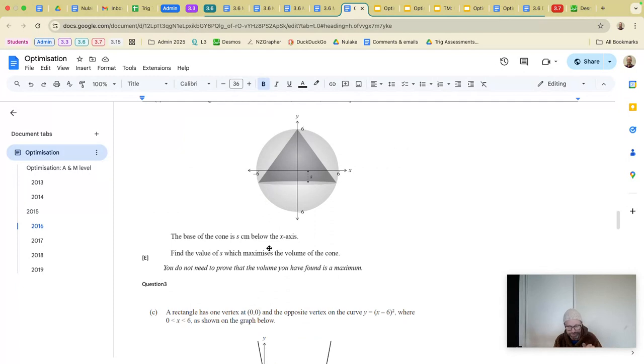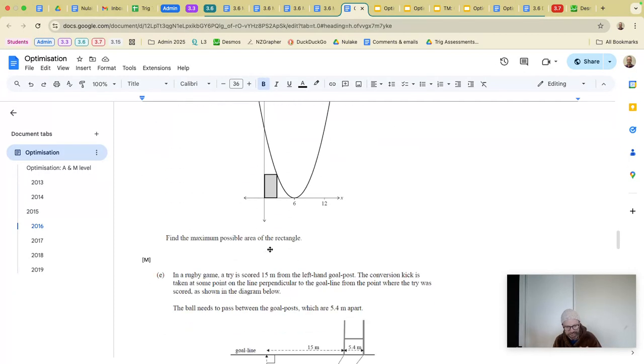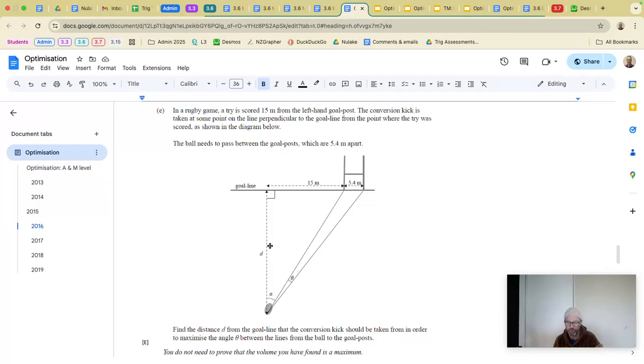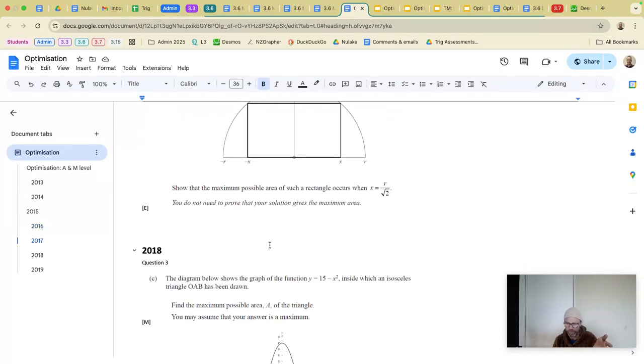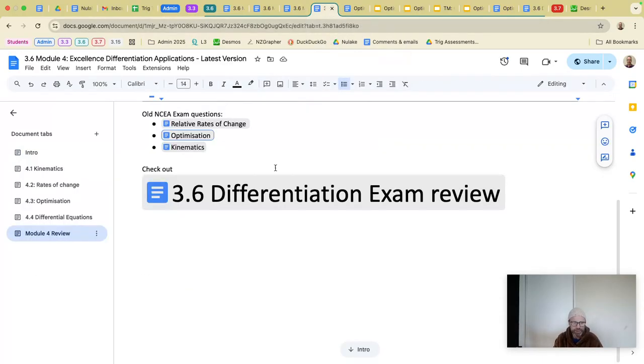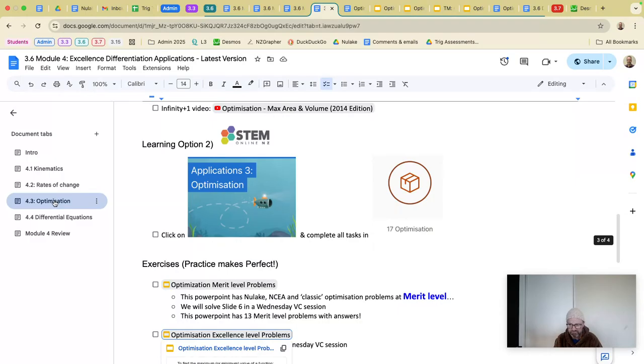And don't forget, 2017, I believe, 2018, Mr. Chanda. Yeah, this one here, the goalpost one, a bit of trig optimization. That one's tricky. There's lots of practice here for you. So here's what I'm saying is basically you can probably ignore New Lake and go to the real deal. Go to the NZQA standard questions.